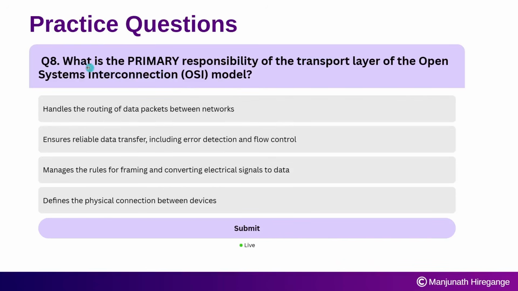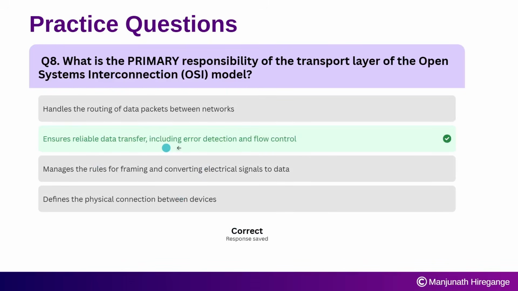So here is your next question. What is the primary responsibility of the transport layer of the OSI model, Open System Interconnection model? It handles the routing of data packets between networks, or it ensures reliable data transfer including error detection and flow control, or it manages the rules for framing and converting electrical signals to data, or it defines a physical connection between devices. So what is the right answer? The right answer is reliable data transfer, including error detection and flow control.